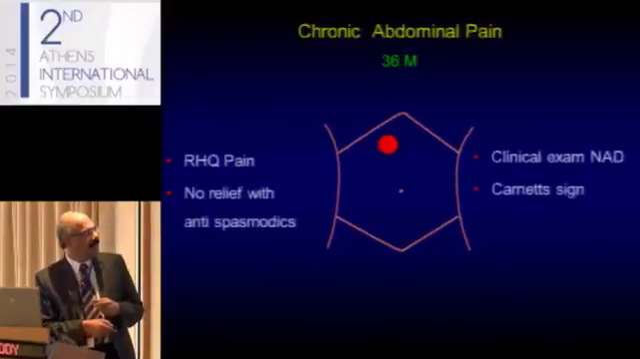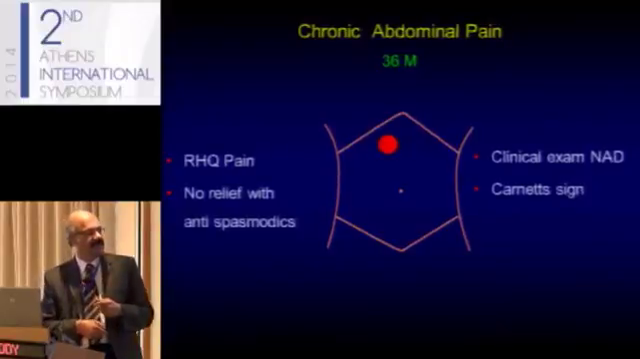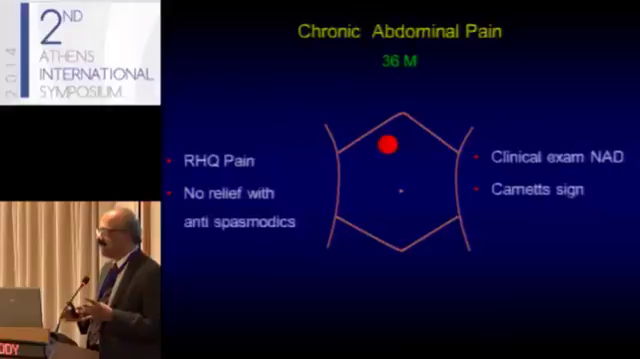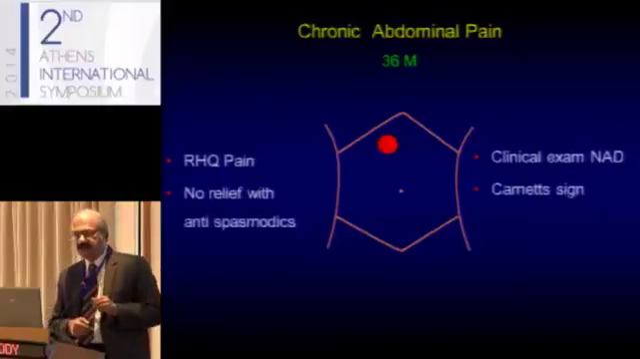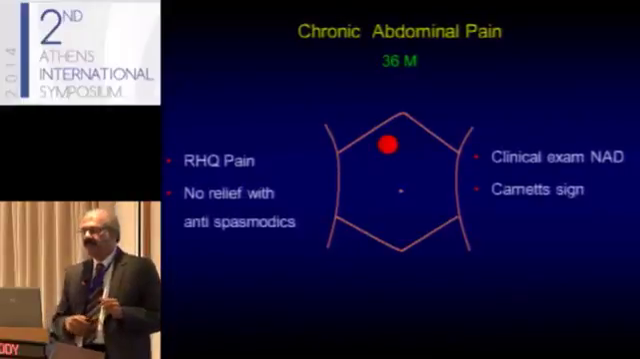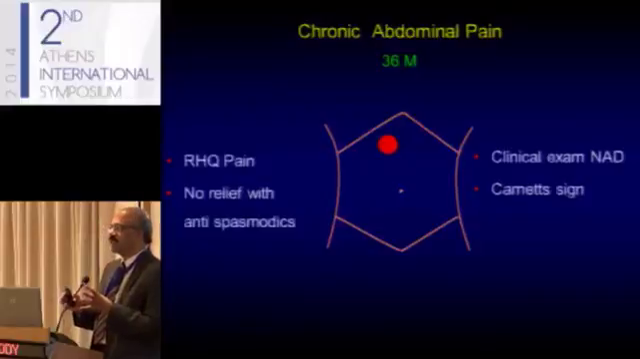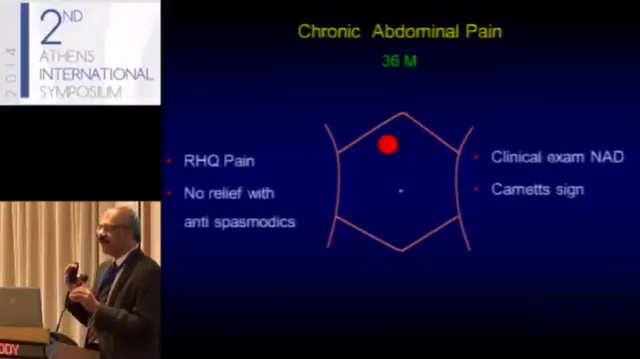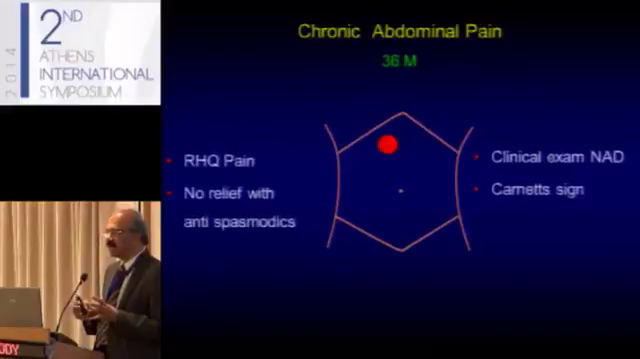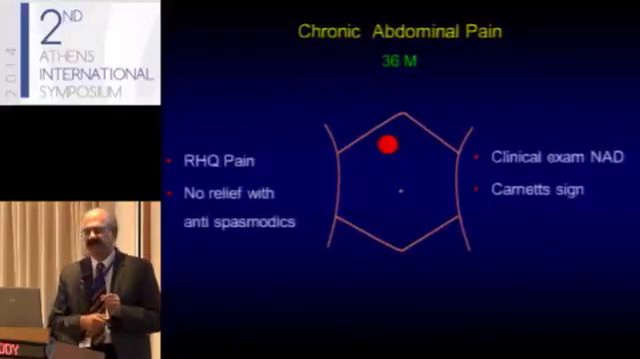There was right upper abdominal pain. There was no relief with antispasmodics. Clinical signs were all negative, and the only positive sign was the Carnett sign. Now, Carnett sign is not often recognized clinically, most people don't do it, but it is a very important sign which gives the diagnosis. And this sign was positive in the patient and gave us the diagnosis.